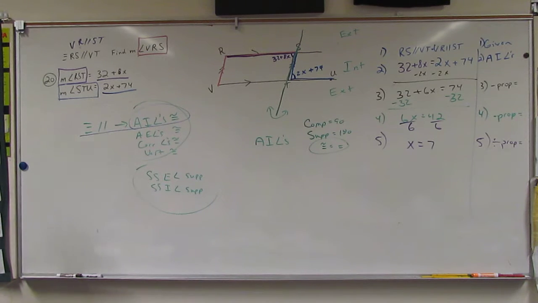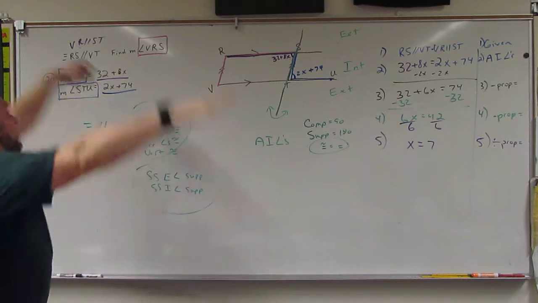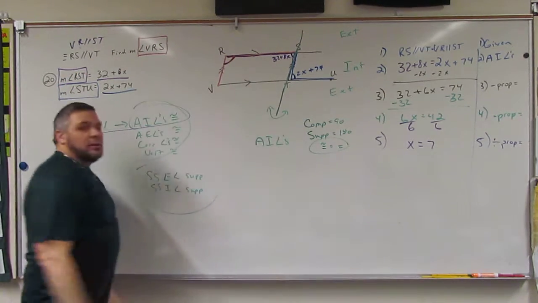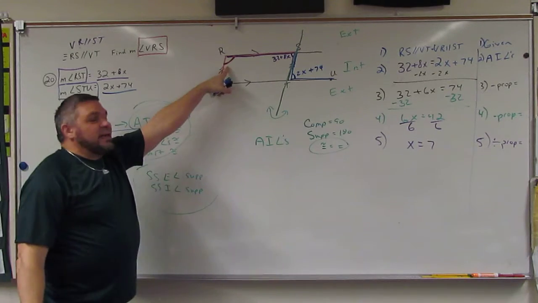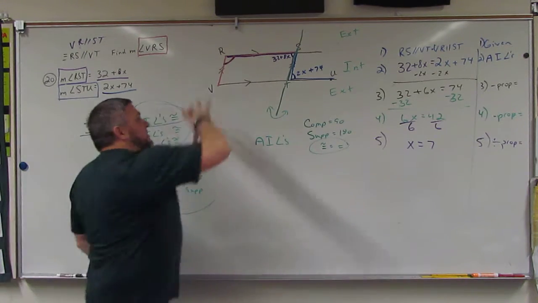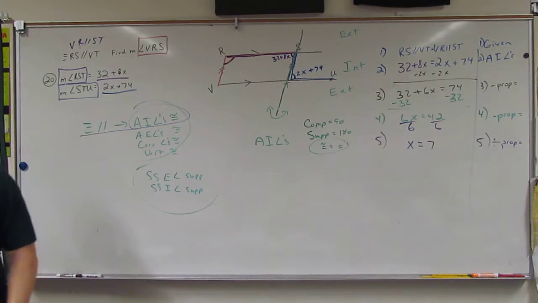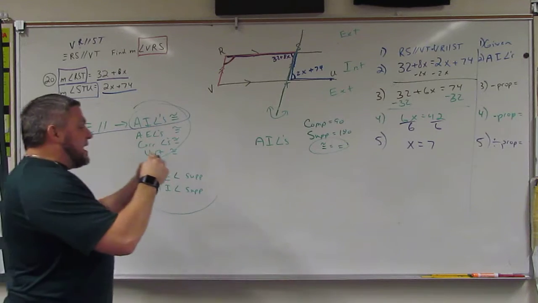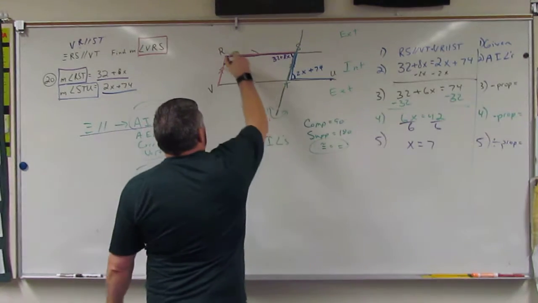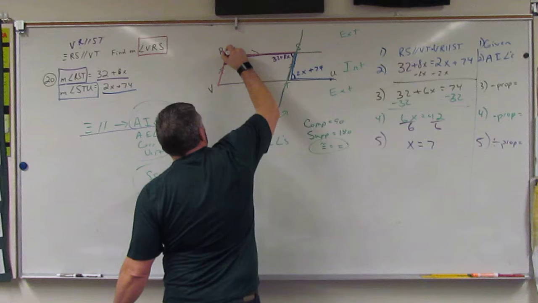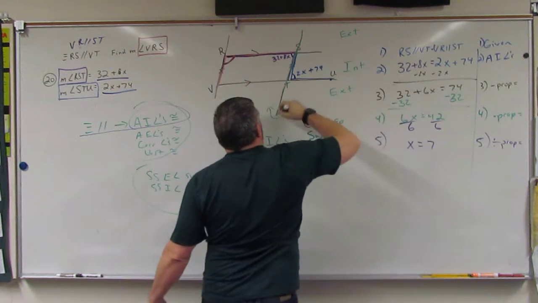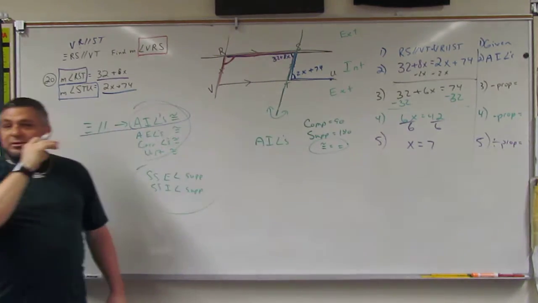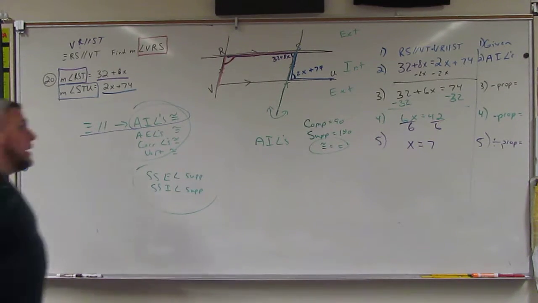No, because we got to know something. Right? What are we looking for? VRS. This guy, right? What does this guy have to do with these guys? Think about this, okay? Since these are parallel, right? Then this becomes a transversal, correct? That becomes a transversal. All right.